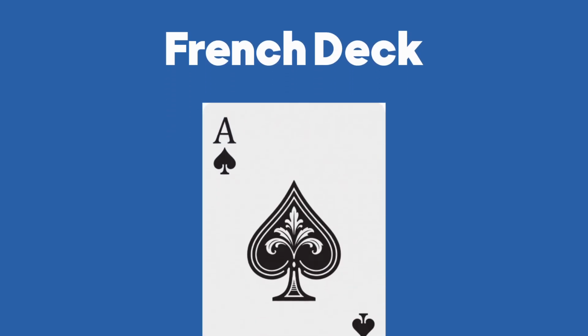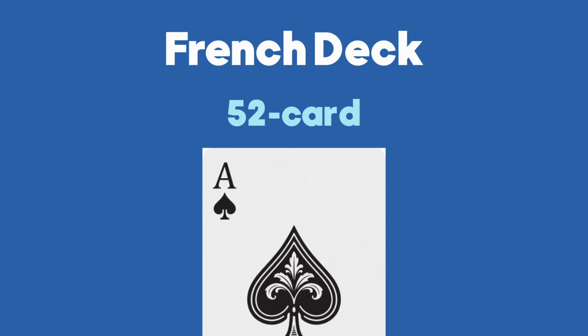Okay, now we know what the data model is. Now let's actually use it and build something real. A French deck, a standard 52-card playing deck. We are going to build it from scratch, step by step, and we are going to see exactly what the data model gives us. First, the card.